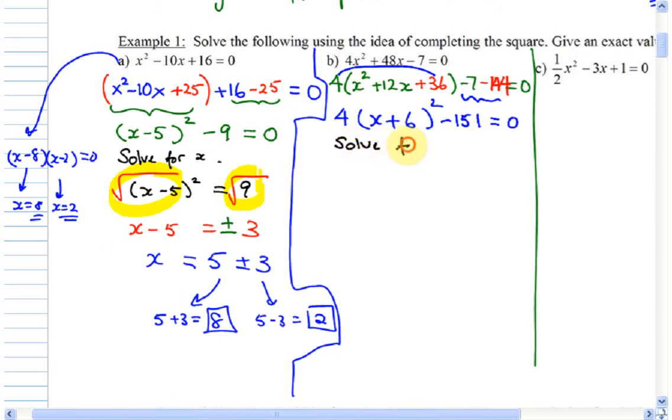Okay? And how do we solve for x? What's the first thing I should do? Move everything to one side and then root it? Yeah, move everything to one side. So what should I move first to the other side? 151. Okay, 151. All right, let's go ahead and do that.